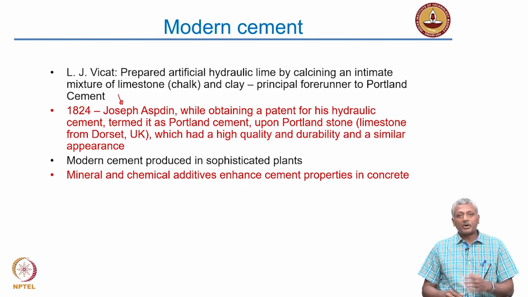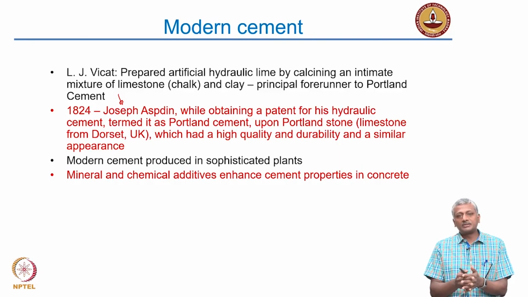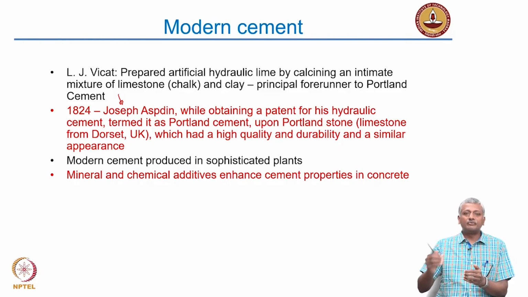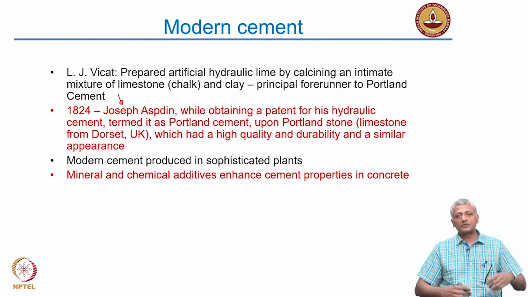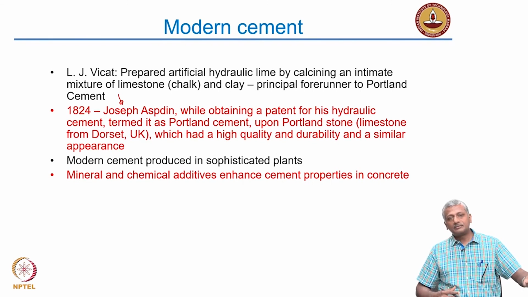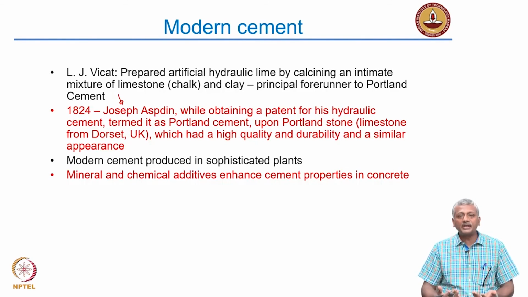Okay. Now, modern cement obviously is produced in sophisticated plants. We get a material that is free of variation and can perform very well in different kinds of environments. So, that is the impact of modern technology that has converted this material that was previously made by people who were not engineers, who were not scientists. But today it is properly engineered, it is properly manufactured just like any other commodity product, okay.